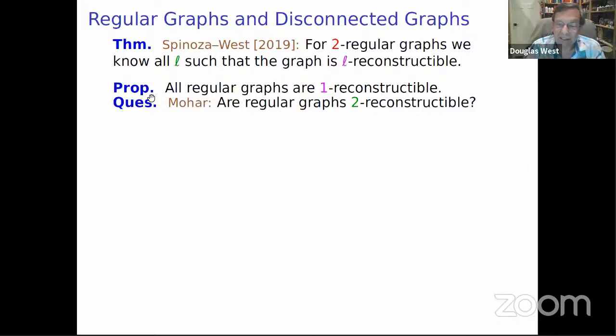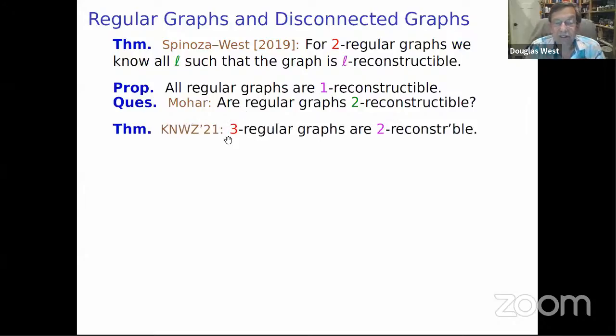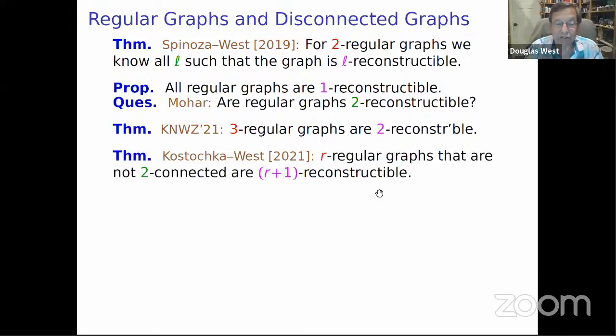Already, it's not so obvious. And we were able to show that three regular graphs are too reconstructible. So that's just the very next step beyond what's up here. And that's not easy. It takes us about 10 lemmas to restrict the properties of a three regular graph that might have a graph non-isomorphic to it with the same deck. Eventually we were able to restrict the properties sufficiently that there is no counterexample. So three regular graphs are too reconstructible.